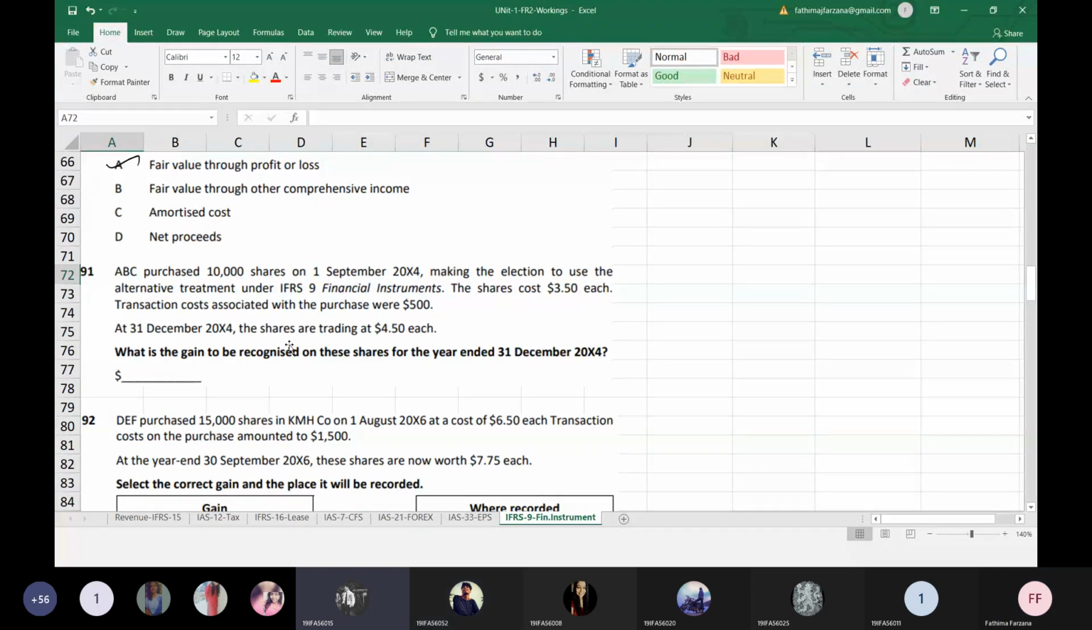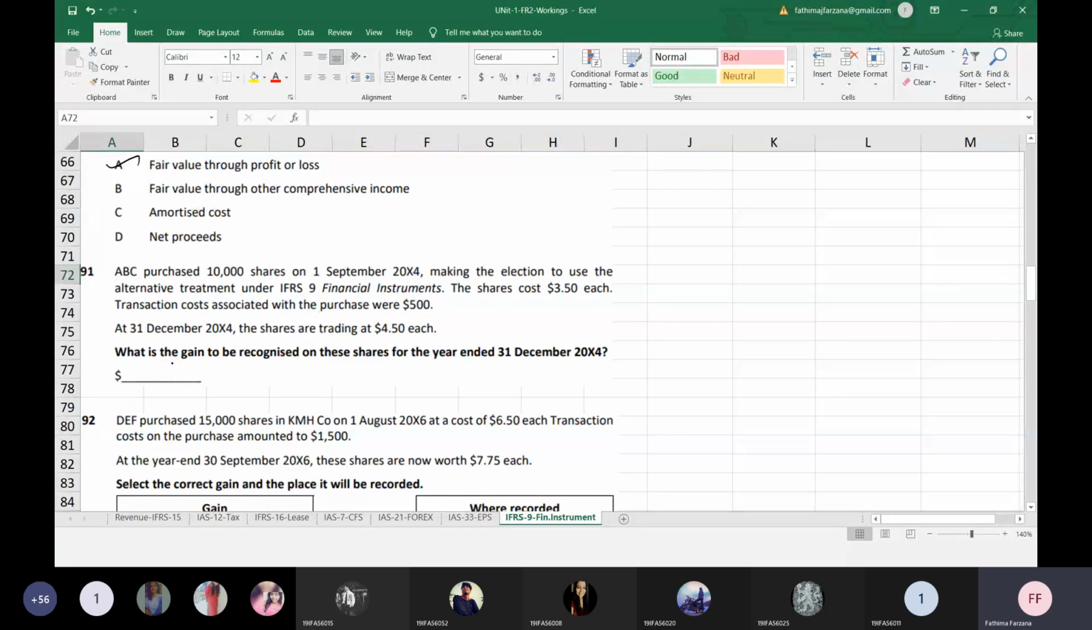Fair value through other comprehensive income. Is that default or alternative? Alternative, yeah, they are going for the alternative. You cannot use amortized cost here because it is an equity instrument. For an equity instrument there are only two options, either FVPL or FVOCI. So in this case the alternative is FVOCI. We are purchasing, so we are investing, and we are going to use FVOCI. These two classifications you have done now.